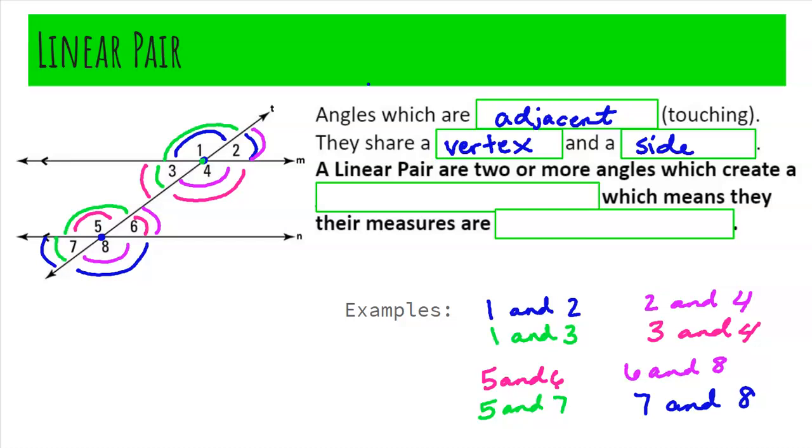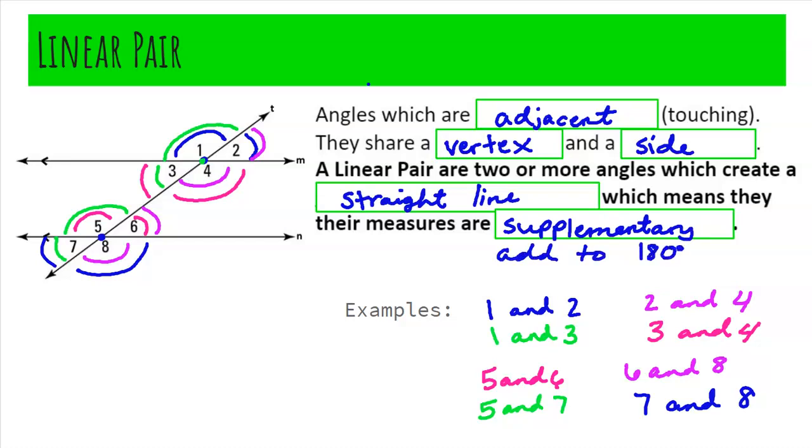So remember, these create a straight line together. And since they're not the same measure, their measures will be supplementary, which means that they add to 180. So maybe a good idea to add that, just to remind yourself as you're still learning what supplementary means. Again, the ones that are next to each other actually create a straight line together. A straight line has 180 degrees in it, so together they add up to 180 and therefore are supplementary.